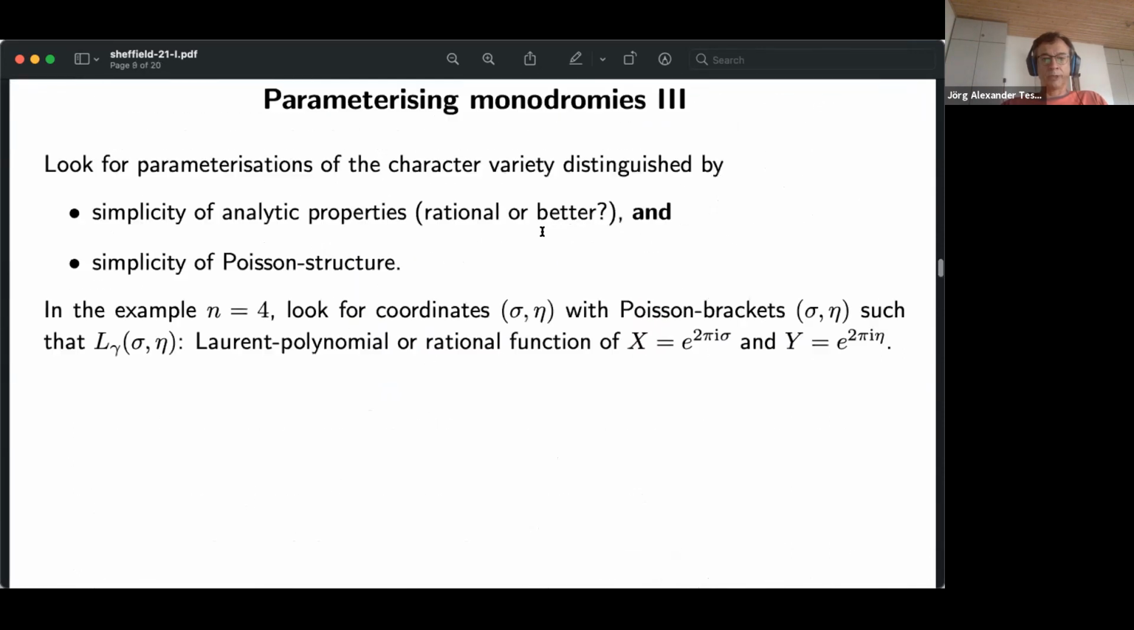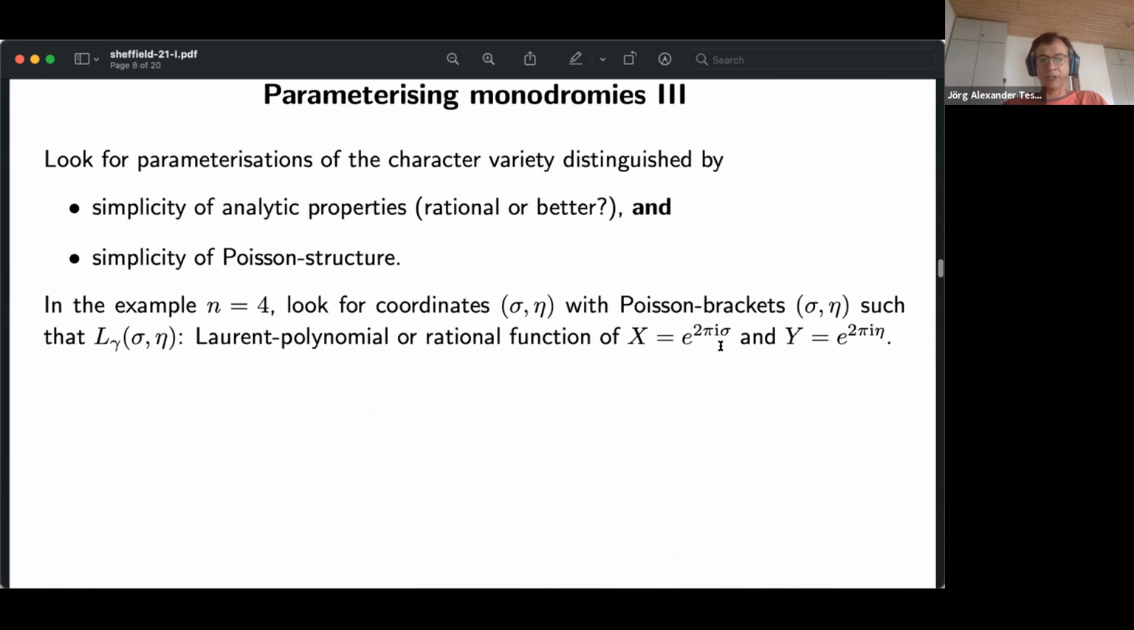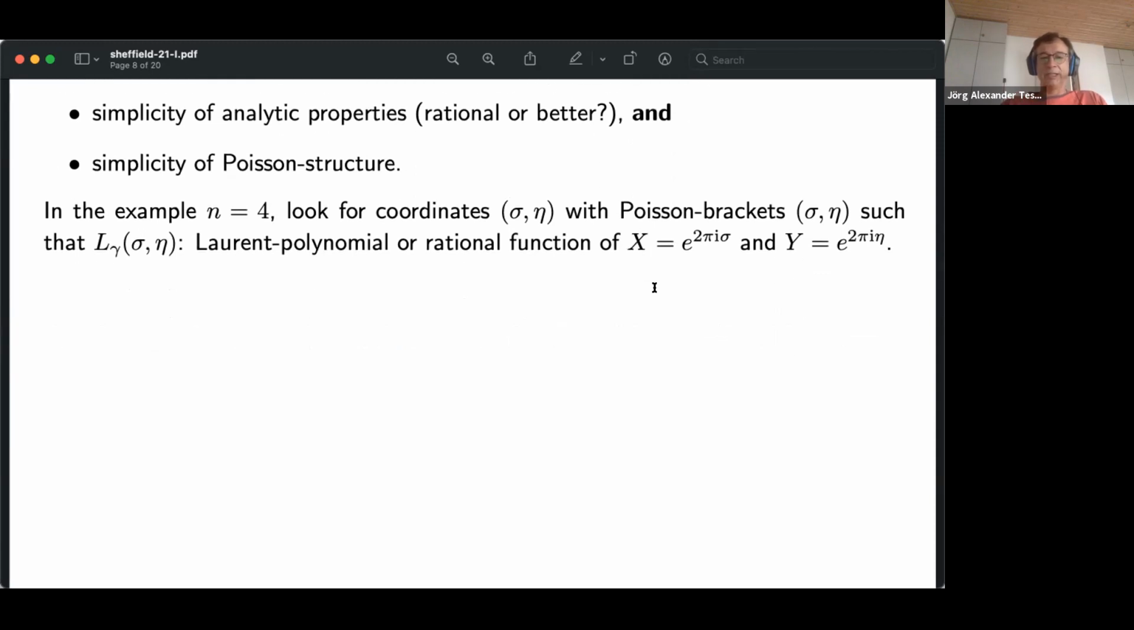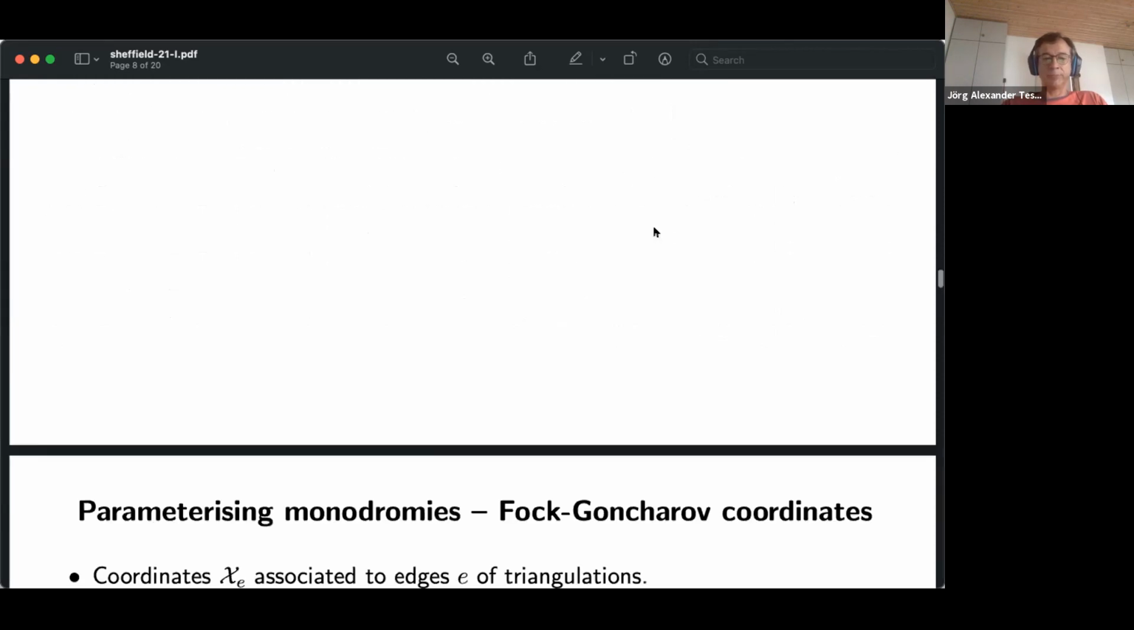Or what I should have said, what you should keep in mind, is that we are always switching between coordinates sigma and eta, which have the simple Poisson bracket equal to 1, and capital X and Y, which have slightly less simple Poisson brackets, but still extremely simple. So between the exponential world and the logarithmic world. That may be worth keeping in mind.